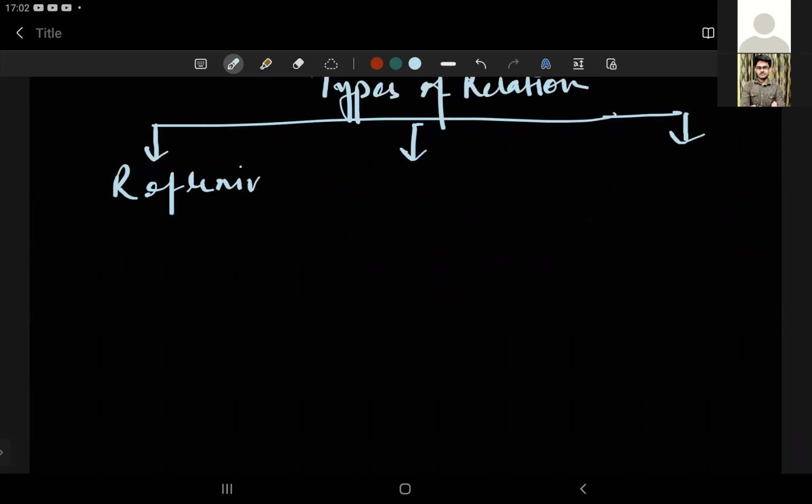Reflexive, symmetric, transitive. Right. So what is a reflexive relation? Anyone? Any idea?